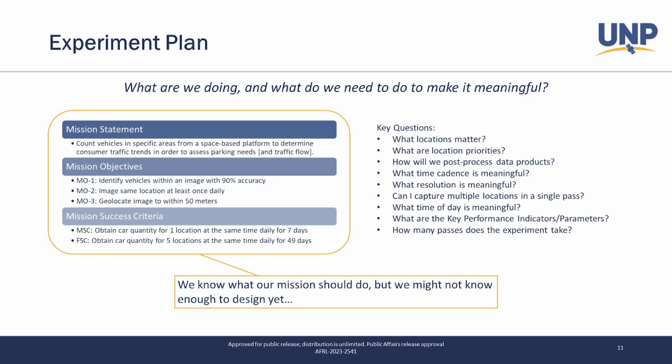So backing up a bit, again, the experiment plan is what are we doing and what do we need to do to make it meaningful? And so we have these mission statement and objectives and success criteria defined, and we have a basic idea of what our mission should do. But if you start to think about requirements derivation, or even how I would design it, there's still pieces you're missing, right? So there's a lot of assumptions you can make, but ultimately you want to have a very clear understanding of what is actually trying to be done.